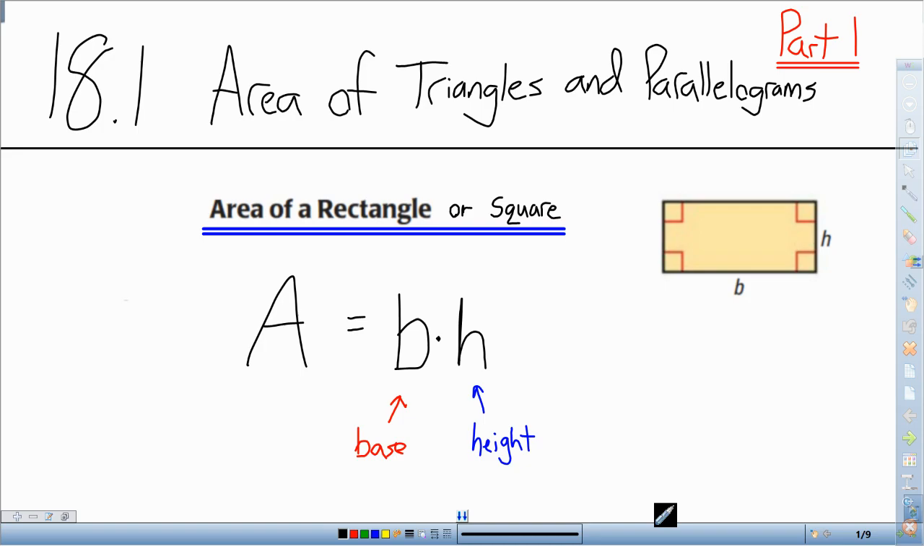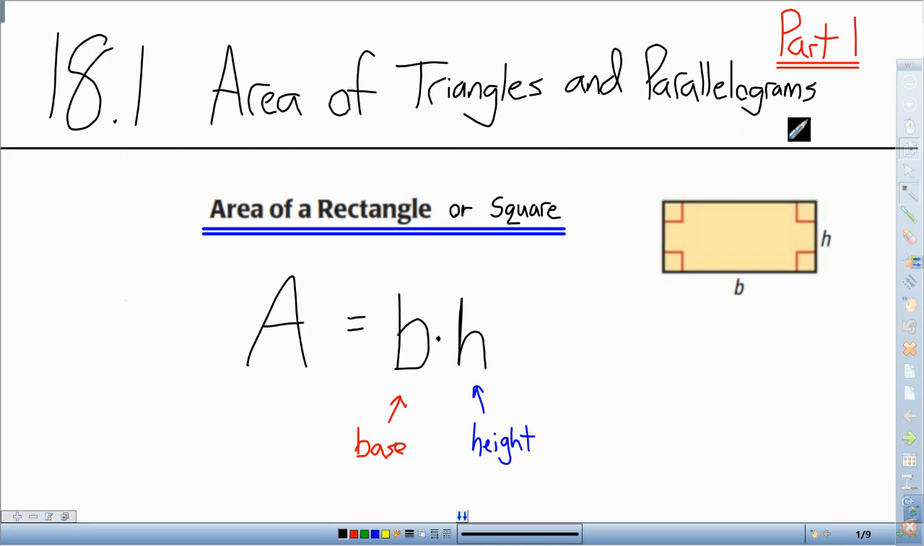The theme of Chapter 18 is finding the volume of solids. But before we can get into actually finding the volume of solids, we need to know how to find the area of simple shapes. And that's kind of what this Part 1 is all about. We're going to be looking at finding the area of triangles and parallelograms.